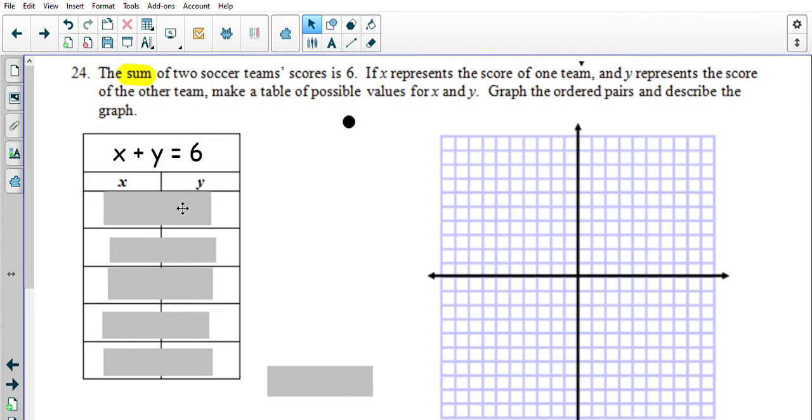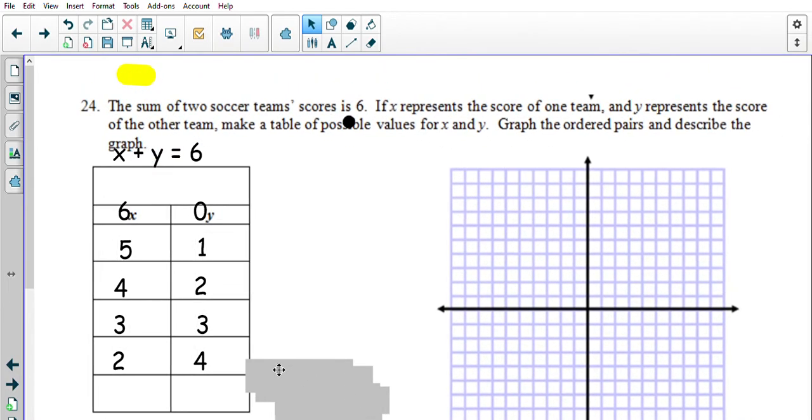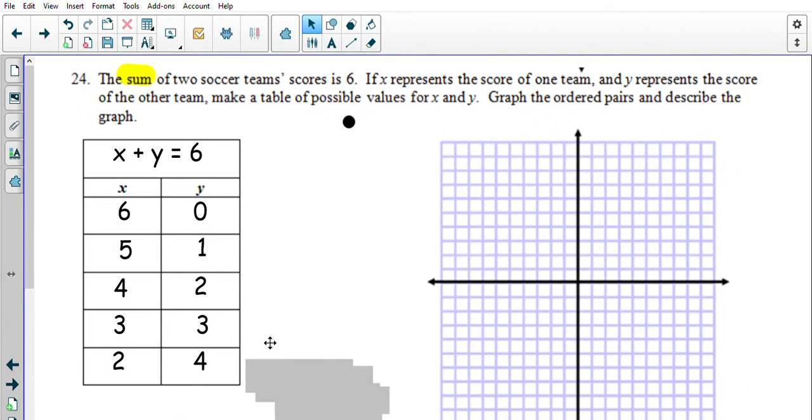So let's choose some values. I'm just going to slide all of these down. I chose 6 as my first, since 6 plus 0 is 6. There we go, sorry about that. I chose 5 because 5 plus 1 is 6. 4 plus 2 is 6. 3 plus 3 is 6. And 2 plus 4 is 6.